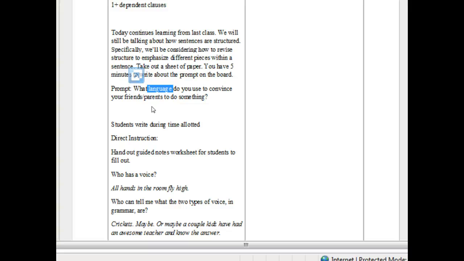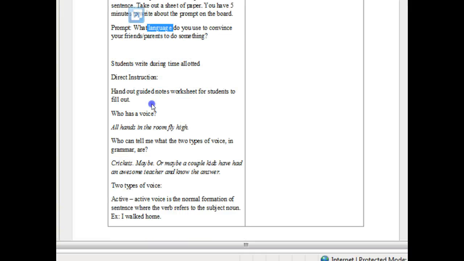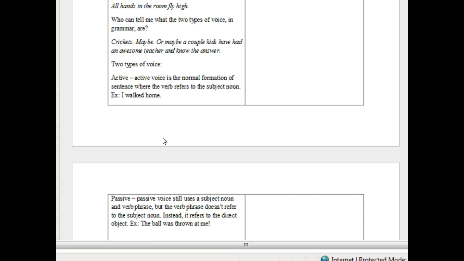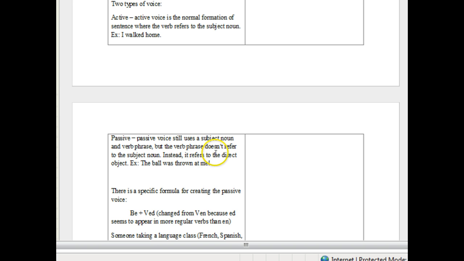Because what language do you use to convince your friends and parents to do something? I'm not sure that's going to speak to a ninth grader, right? Think about Doug Lemov's double planning, right? Write this. Then go back and pretend you're a 14-year-old boy. Put yourself in that mindset and read that question and go, what? Okay? So good. You have guided notes and worksheets for students to fill out. I love this, right? Who has a voice? Excellent. What about voices and grammar? Nice.